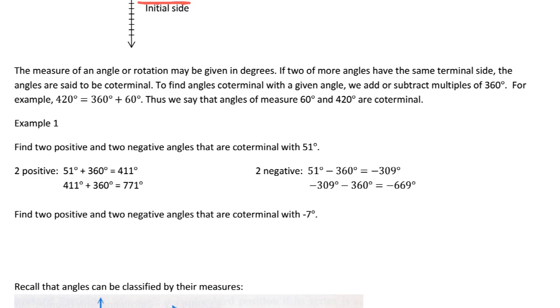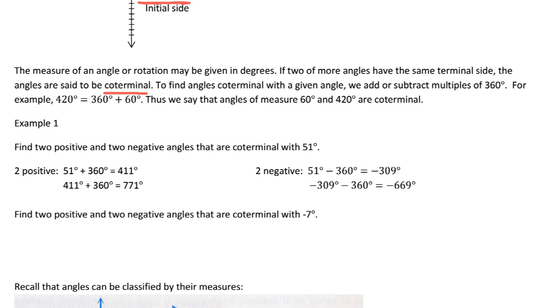So the measure of an angle or rotation may be given in degrees. If two or more angles have the same terminal side, the angles are said to be coterminal. Coterminal is a very important word here. To find angles coterminal with a given angle, we add or subtract 360. For example, 420 minus 360 is 60, or 60 plus 360 gives us 420. So we say that 60 and 420 are coterminal angles.